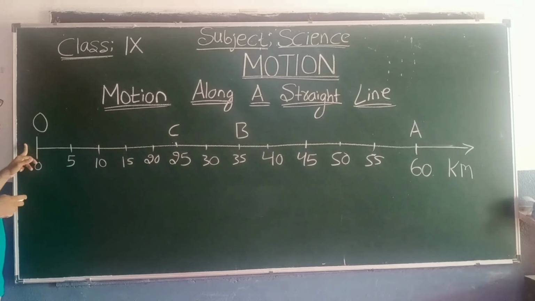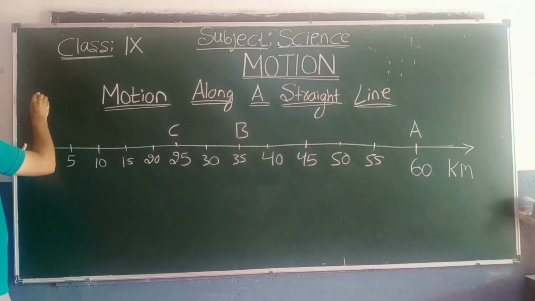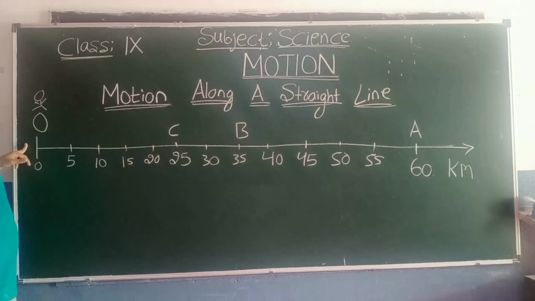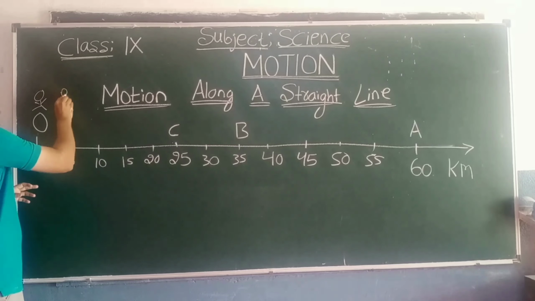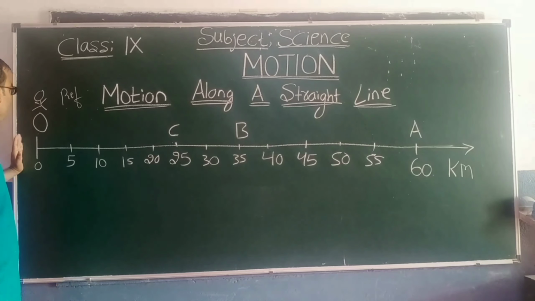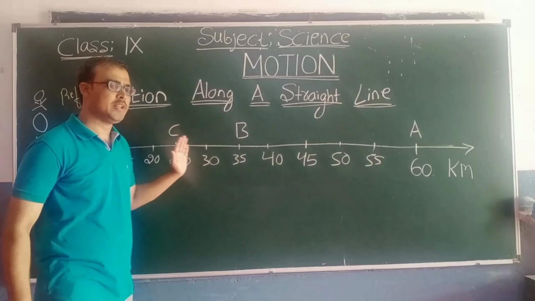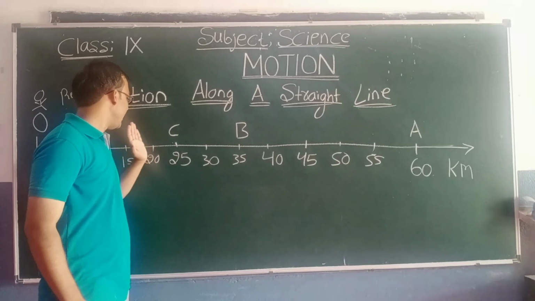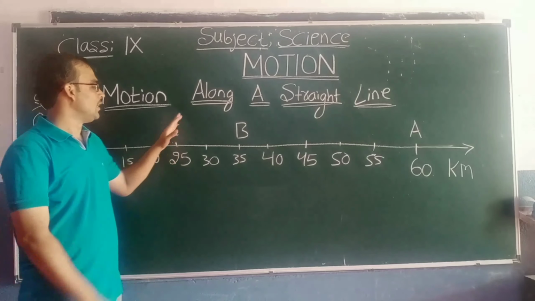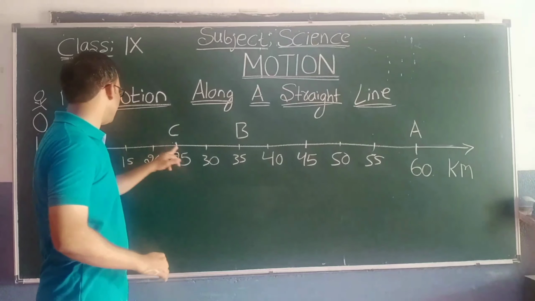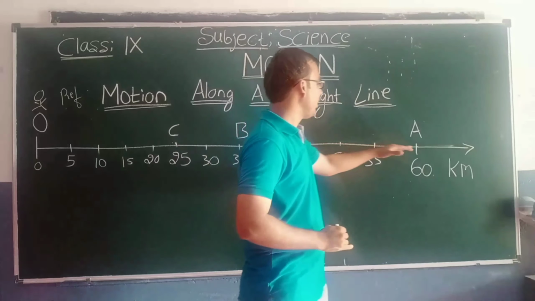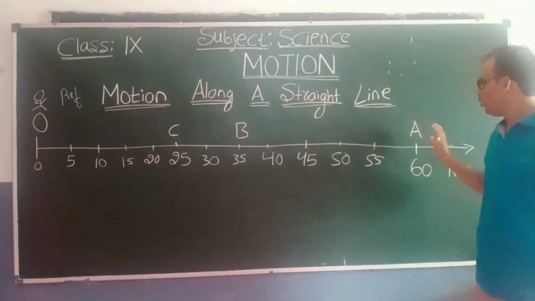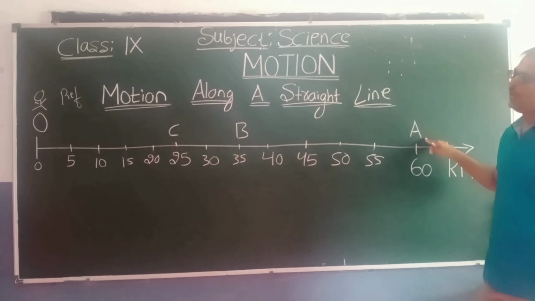Let us see here. Imagine there is a man standing at the place of O. This O is a reference point. Here the man is traveling in a straight line. At first he comes from O to C, then he travels from C to B, again he travels from B to A. So he will come from O to A.